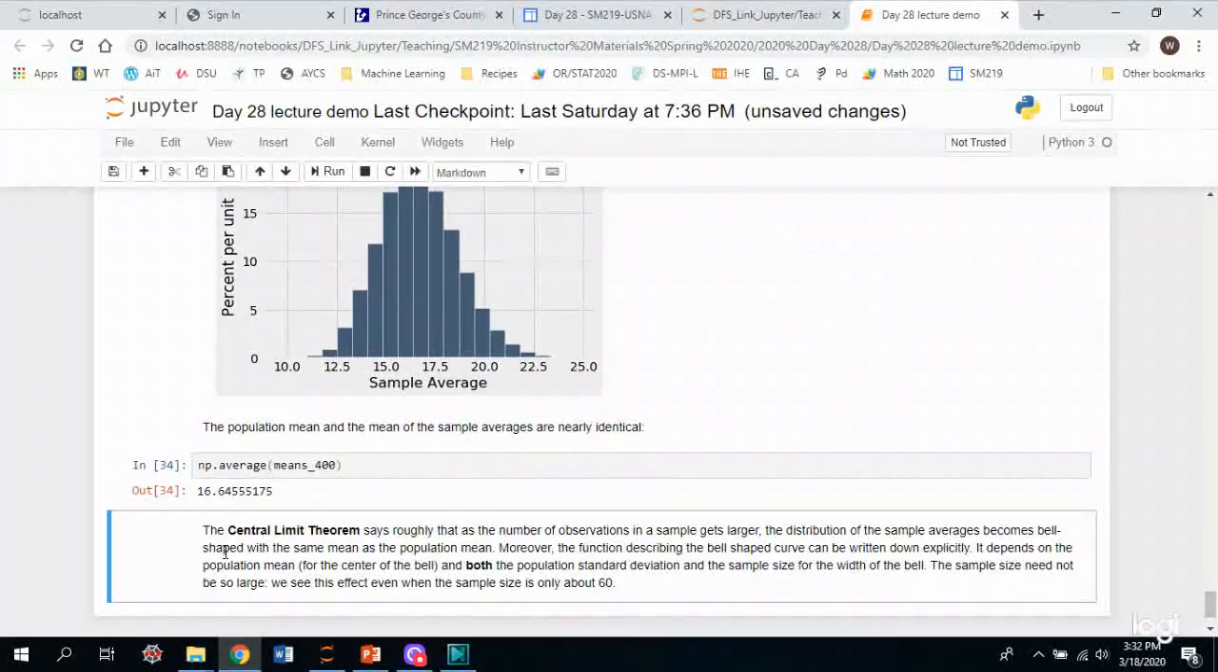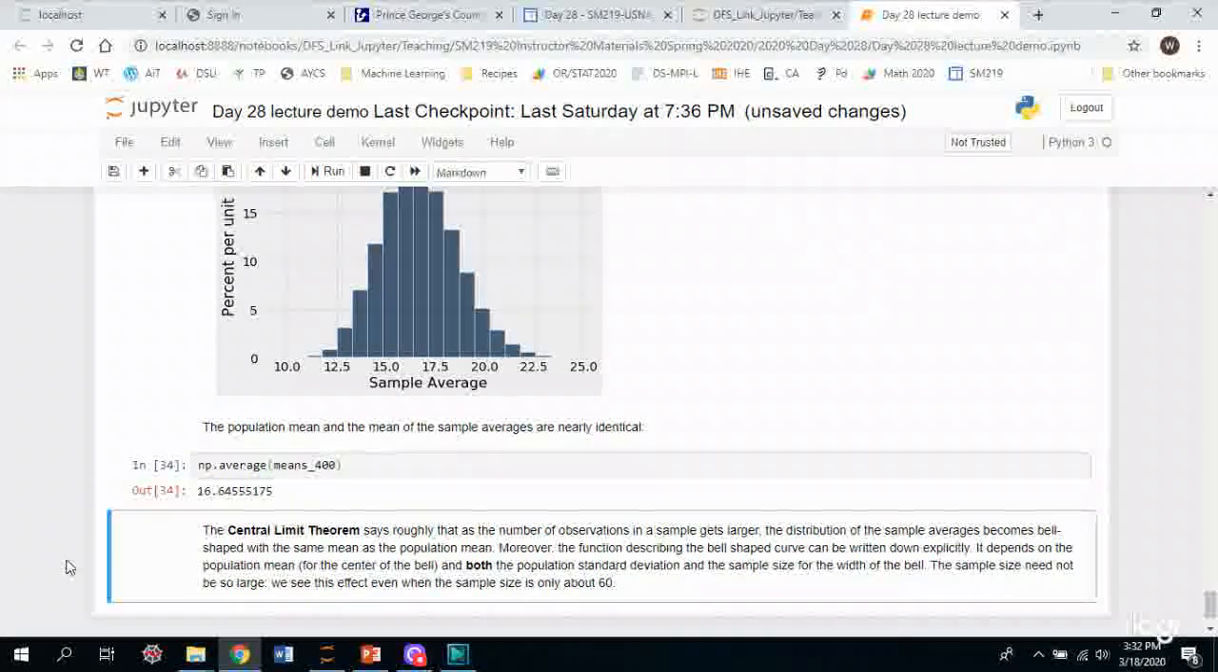The central limit theorem says roughly that as the number of observations in a sample gets larger, as 400 becomes 900 or 1600, etc., the distribution of the sample averages becomes bell-shaped with the same mean as the population mean. Moreover, the function describing the bell-shaped curve can be written down explicitly. It depends on the population mean for the center, and it depends on both the population standard deviation and the sample size for the width of the bell, or the standard deviation of the sample average.